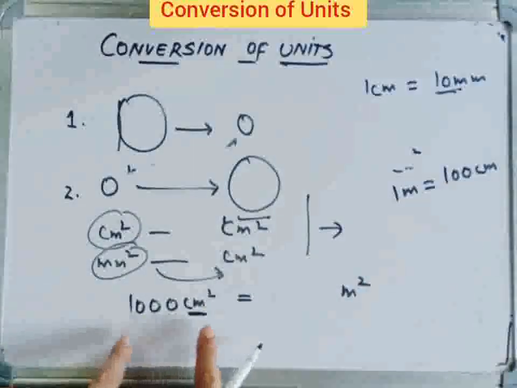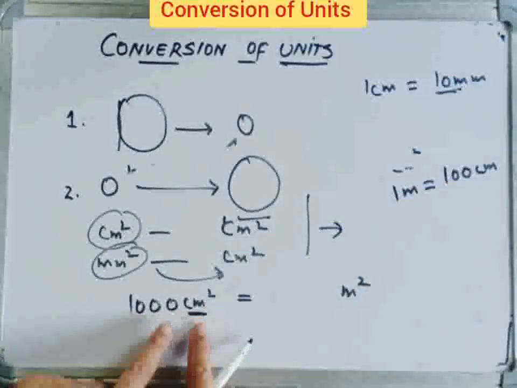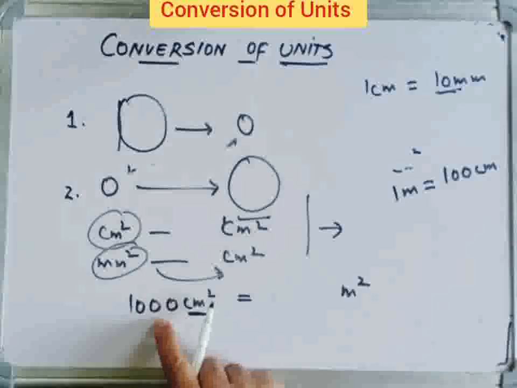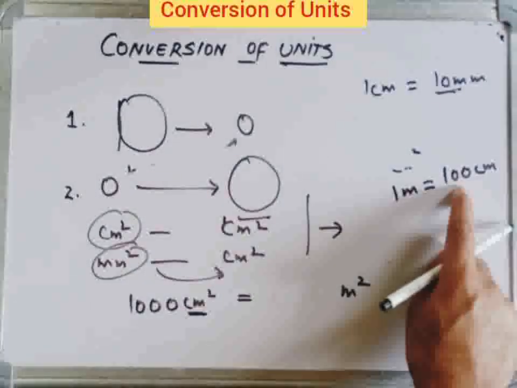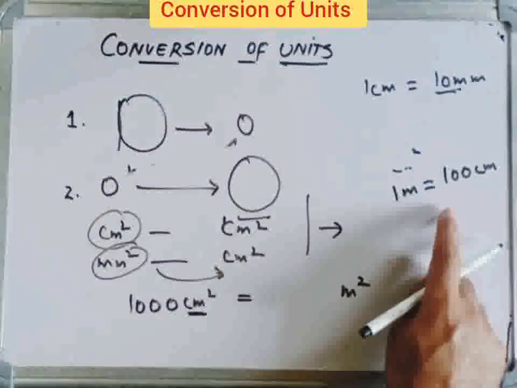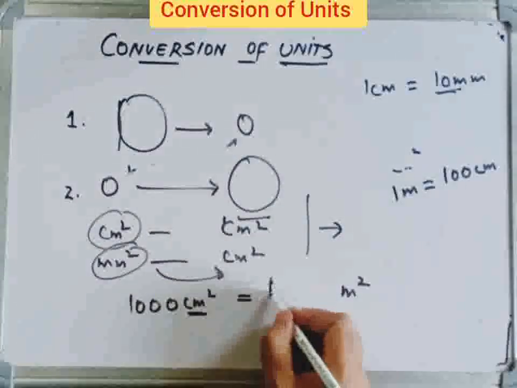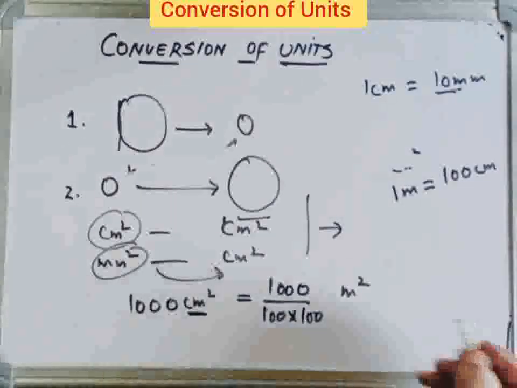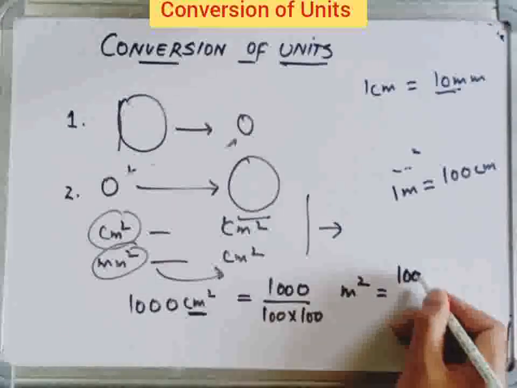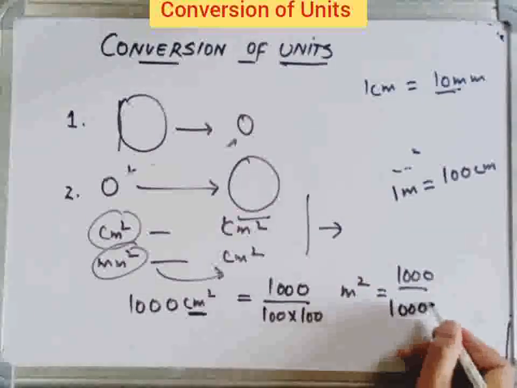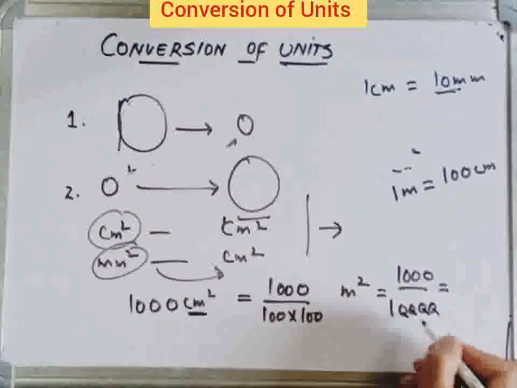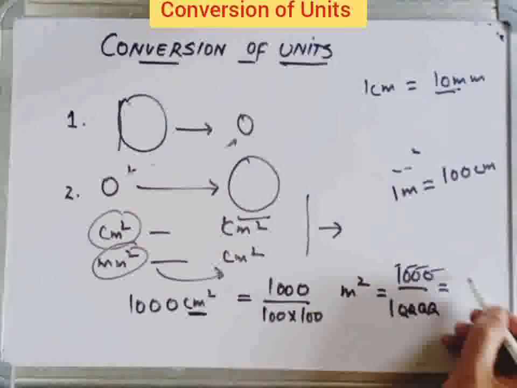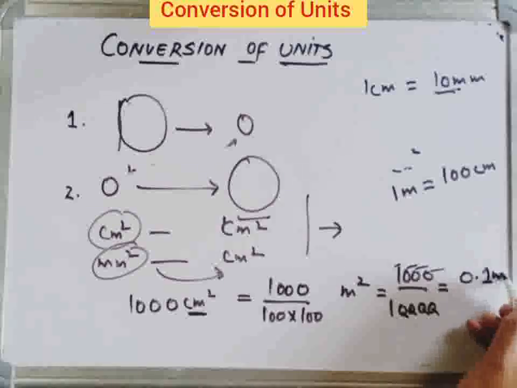So since we are converting the smaller unit into the larger unit, we have to divide this number with 100, and since this is square, we have to divide it two times. So that means 1000 divided by 100 into 100, right? So that is equal to 1000 divided by 10000, which is equal to 0.1 meter squares.